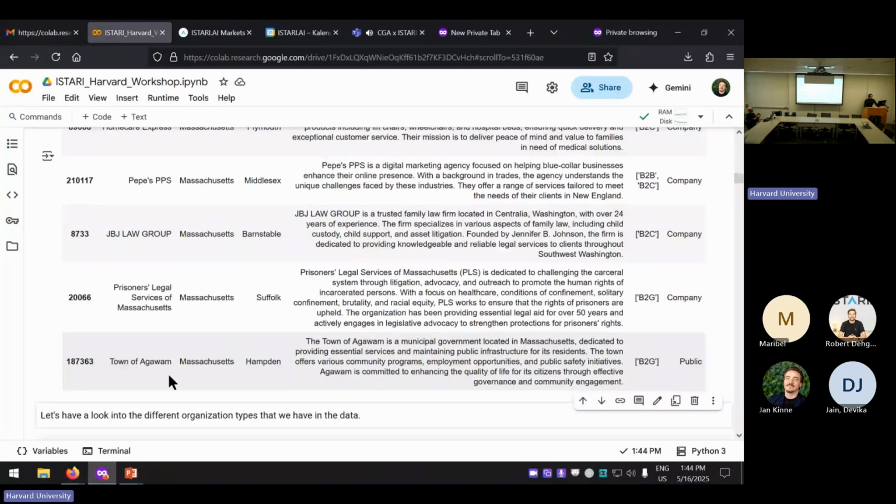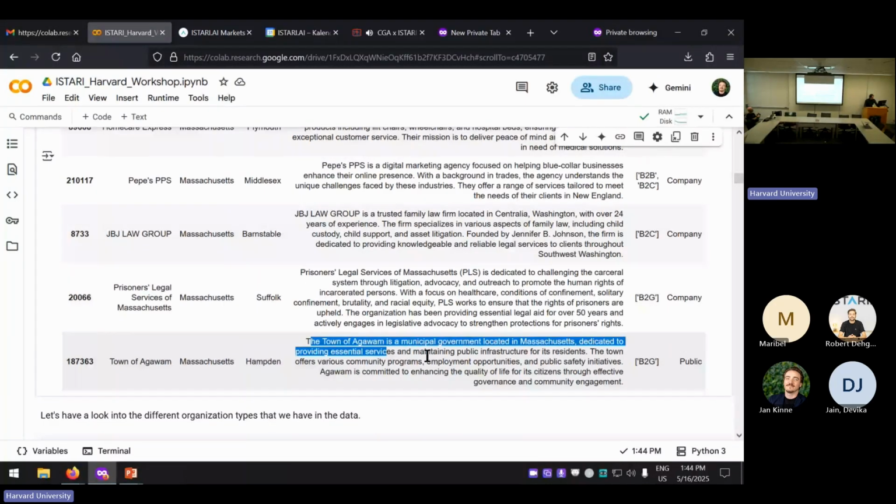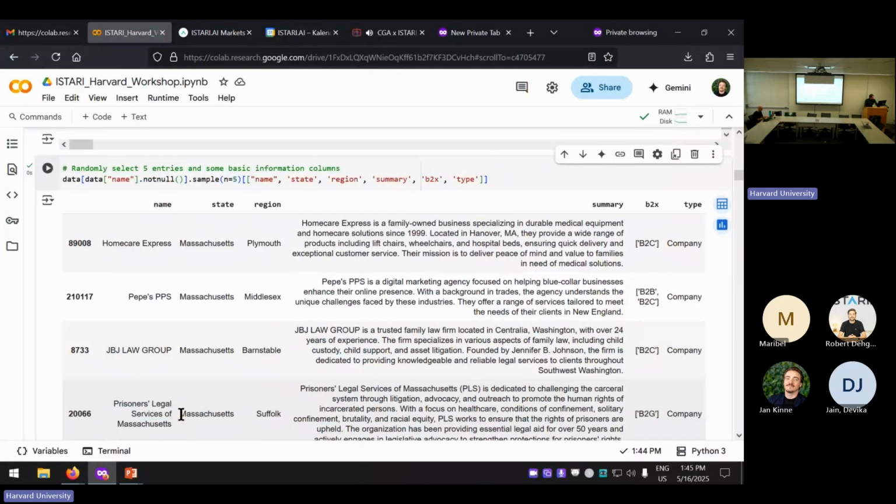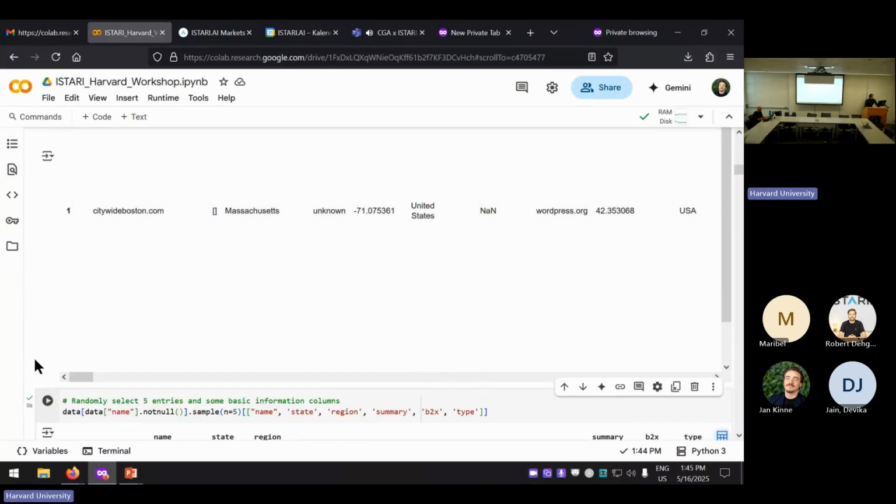Okay, there we have one public. So here, for example, one public observation, we have the town of Agawam. It's in Massachusetts, in Hampden, and it's the municipal government located in Massachusetts, dedicated to providing essential services. It's a B2G focus, so it's an organization that mostly does government work, let's say. We also have the Prisoners' Legal Services of Massachusetts, a law firm. We have Papers PPS, a digital marketing agency, and we have Home Care Express. Okay, so we have all of those different companies here.